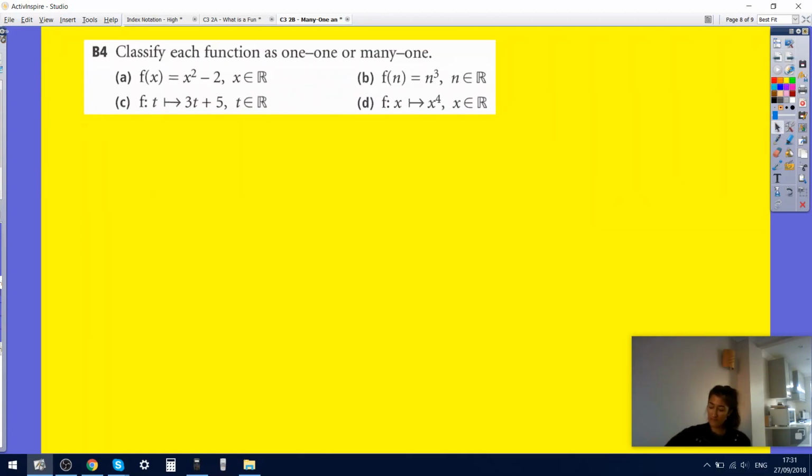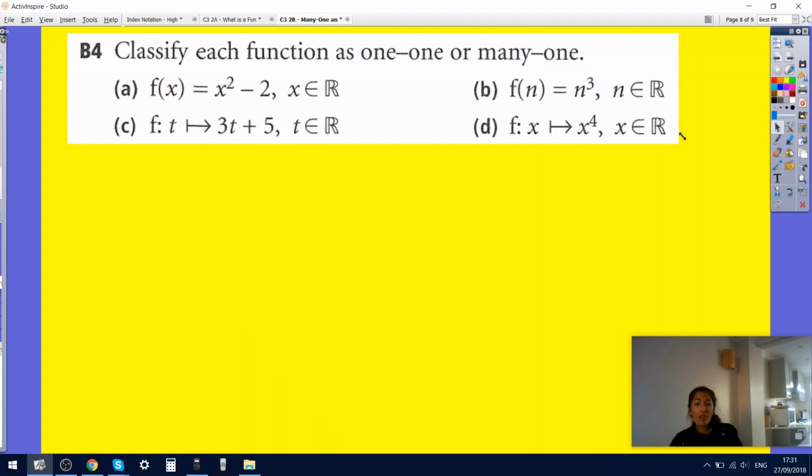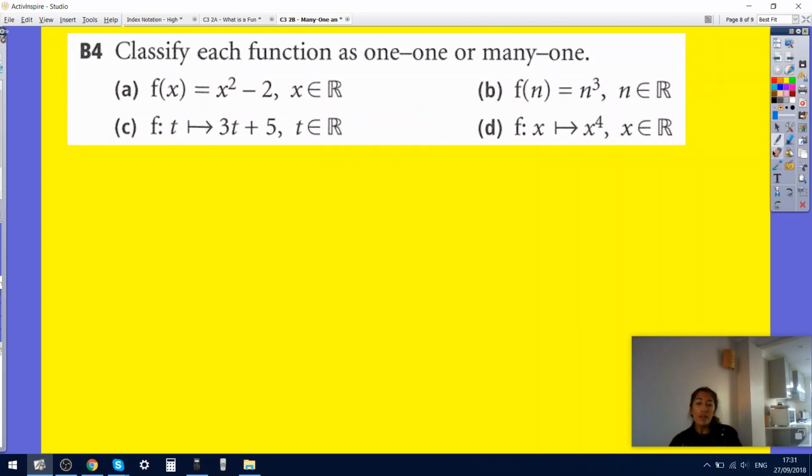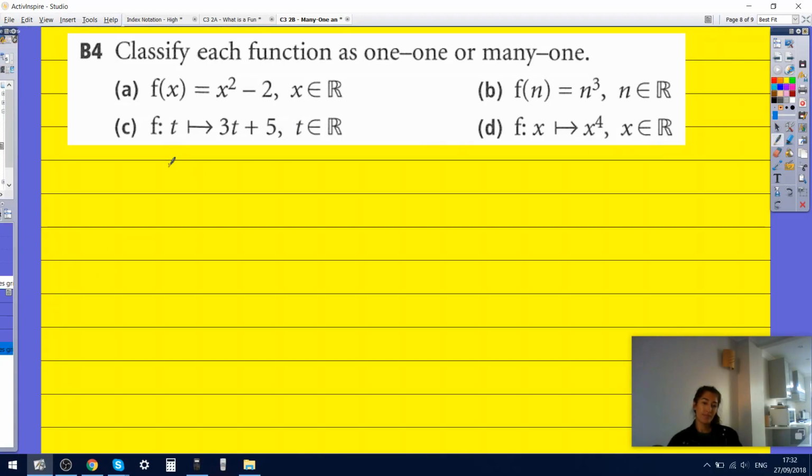Okay, each of these is one-to-one or many-to-one. 1 plus 1 squared minus 2. Is A one-to-one? A.